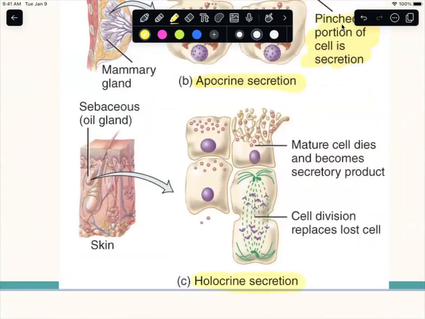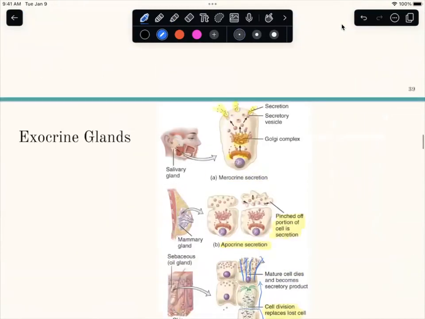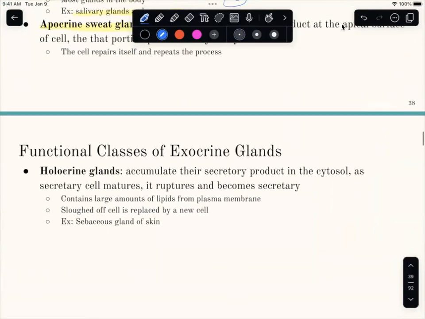Holocrine. Here's a difference with holocrine: these cells make their substance, and then the entire cell bursts open, which is why we've got new cells that need to be formed underneath, because as these cells release their substance, we need a cell to replace it. Those sebaceous glands, those oil glands in your skin, in your hair, that's where we find those holocrine glands.